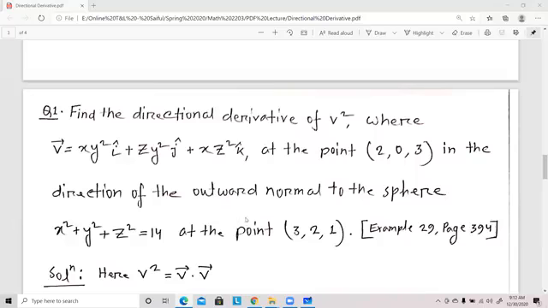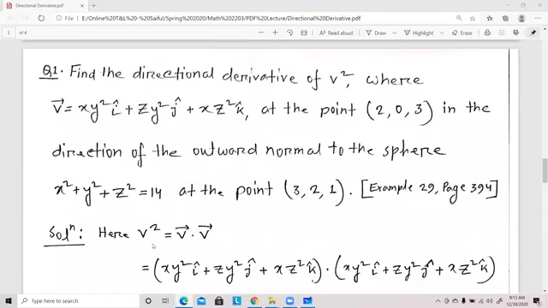So we have to find the directional derivative of v square. In this case, we have to solve this problem step by step. Since we are asked to find the directional derivative of v square, at first we have to generate v square. Now in our question v is defined as xy square i plus zy square j plus xz square k. Okay? So what will v square be? v dot v. v square will be a scalar, right? Since it is the dot product of two vectors.